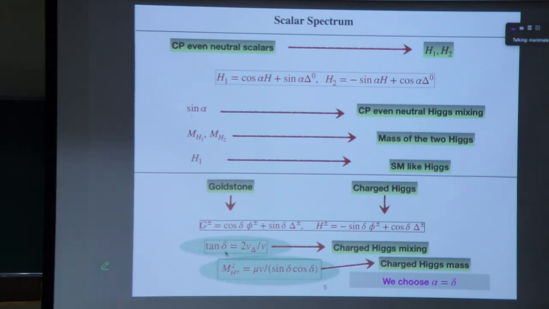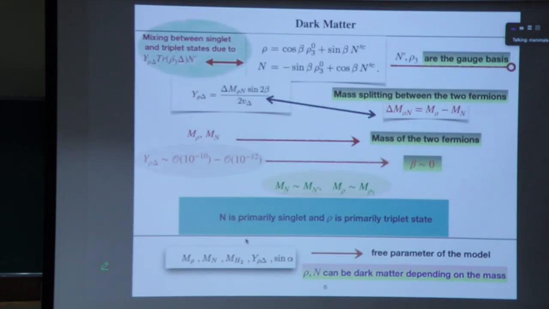And this mixing has a very simple expression. The mixing is nothing but the ratio of the triplet VEV divided by the electroweak vacuum expectation value. Similarly, the mass of the charged Higgs also has a very simple form: it is just the interaction strength mu times the electroweak VEV divided by this combination of the mixing parameters. For simplicity, we have considered a scenario where the neutral Higgs mixing is equal to the charged Higgs mixing, although one can always deviate from this condition and you will get similar phenomenology.